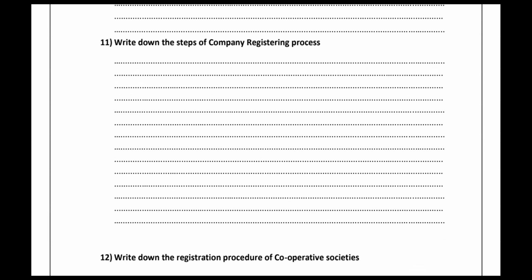Now come to the 11th question. Now we wrote 4 points, right? Get the approval for the desired company name, prepare the article of association, and then you appoint directors and secretaries with their consent, and then present the necessary documents. And I gave you the documents for the 10th question answer, right? And now write the 5th step. What is the 5th step?